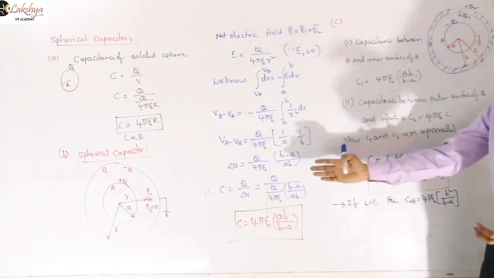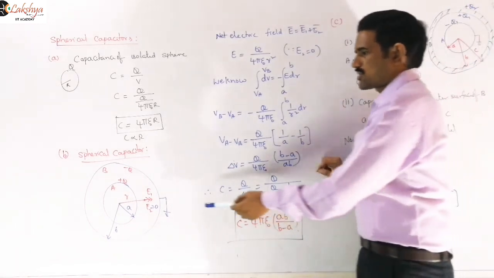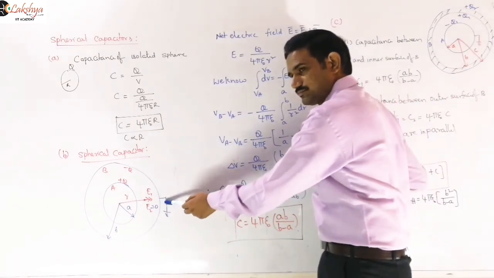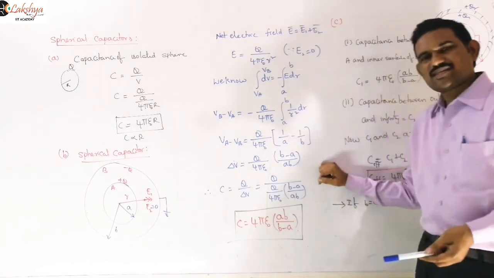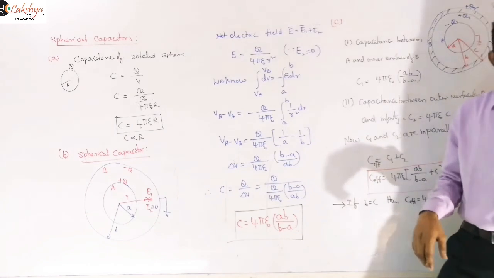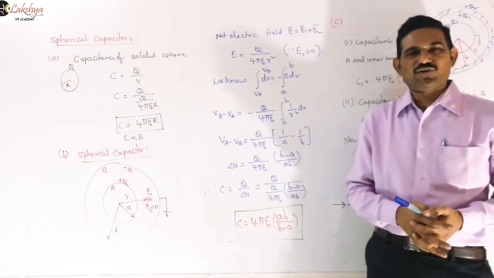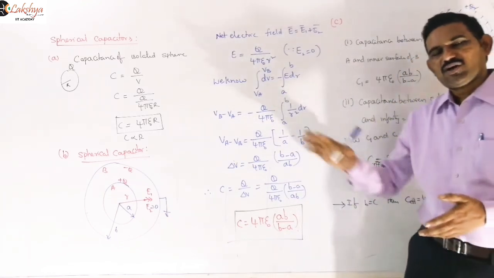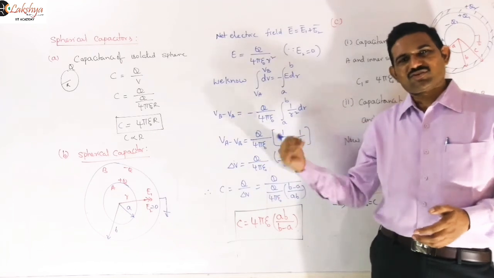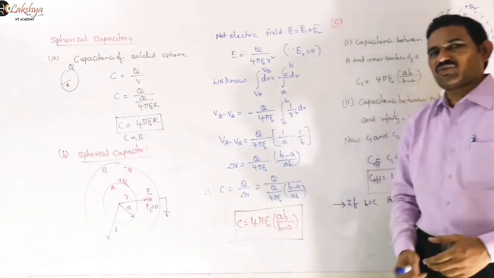And why we are not considering this in the previous case? Here you can observe that the outer surface itself is grounded. So the potential of the outer shell is equal to 0, and the potential of infinity is also 0. So between them there is no potential difference, and so no need of considering such a capacitance there. Whenever the outer surface is grounded, no need of considering any capacitance for this outer surface. Only between these two, the inner surface and inner shell, we need to consider.